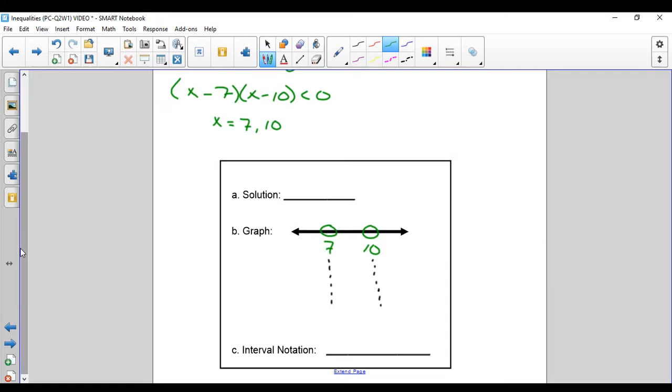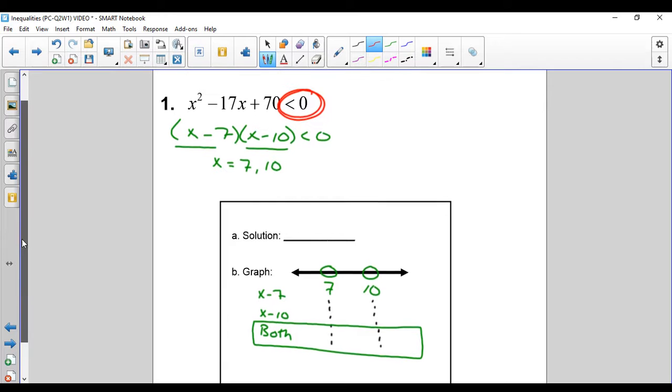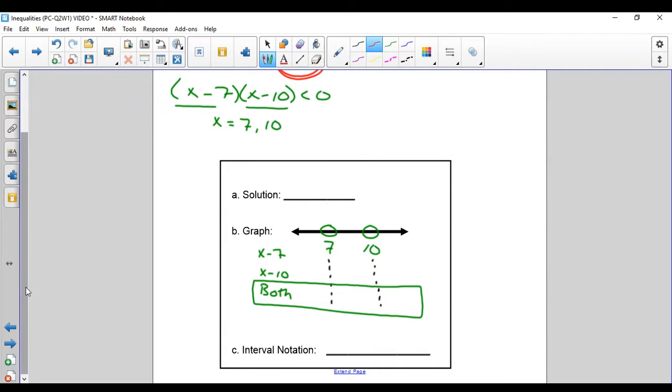So I have two parts. I have an x minus 7, I have an x minus 10, and then I have both of them combined. This is what I'm concerned about, is this both part. What happens to my signs when I get both of them plugged in? All I want is a number that's less than 0, so that just happens to be a negative number. So I need to test some numbers out.